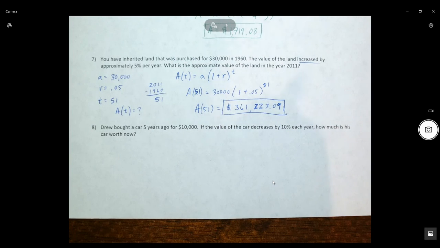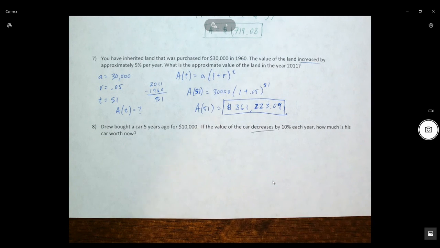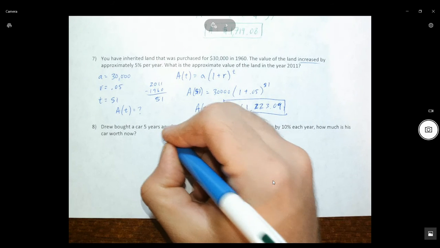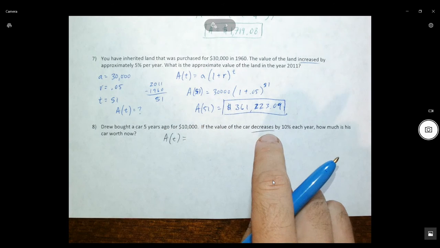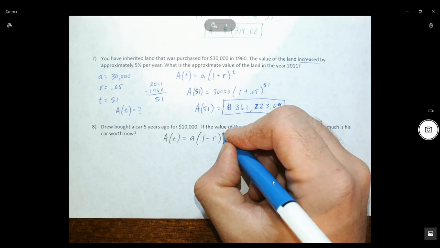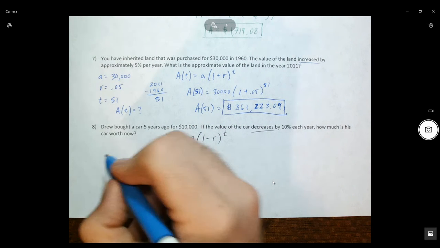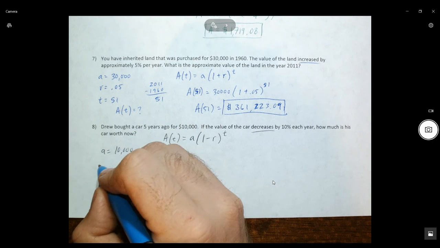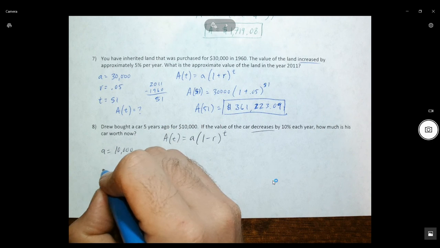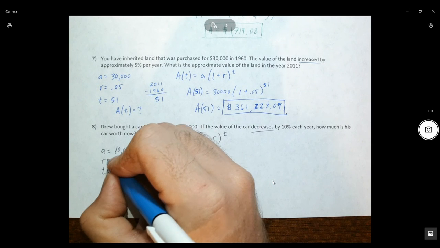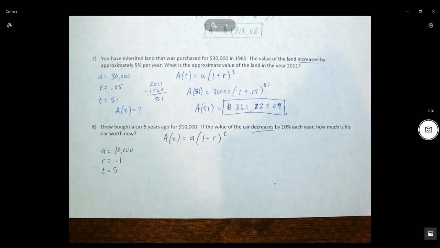Okay, last one. Drew bought a car 5 years ago for 10 grand. The value decreases by 10% each year. How much is the car worth now? Alright, very similar to up here. Only going to change the fact that because I'm decreasing, I have decay, which means I'm going to subtract on the inside of my parentheses. His starting car value was $10,000. It was 5 years ago, so that'll be our t. And our rate is this 10% decrease per year, so 0.1.